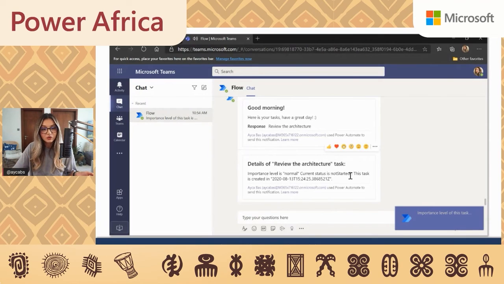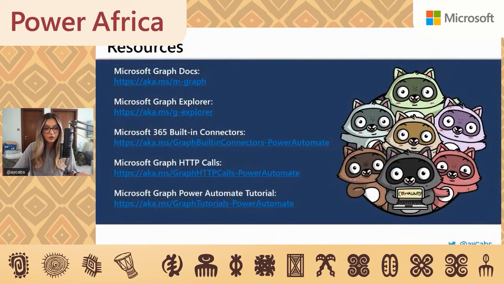Just to show you everything I shared so far, these are the resources: Graph Docs, Explorer, and then using built-in components from M365. Next, if you want to call another Graph API, but it's not available as built-in, go ahead and call it in HTTP. Or if you want to build your own custom connector, there's a great tutorial under Graph.